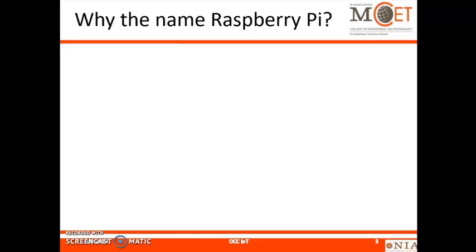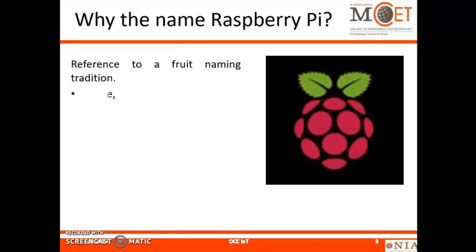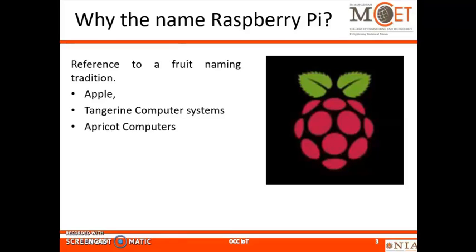So before getting into what is Raspberry Pi, why the name is chosen as Raspberry Pi, you should know that it is a reference to a fruit naming tradition to the microcomputers in the early days. A lot of computer companies were named after fruit. The well-known example is Apple Computers. And some other computer companies are Tangerine Computer Systems, Apricot Computers, Acorn, etc. So which are all the family of fruits.